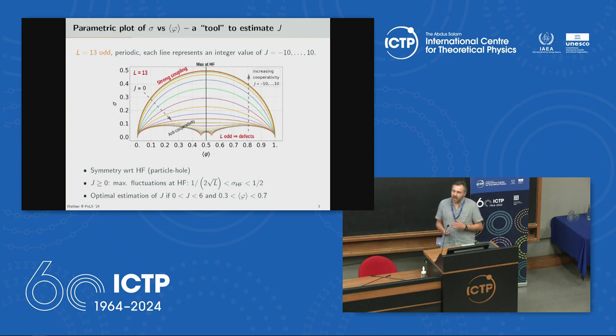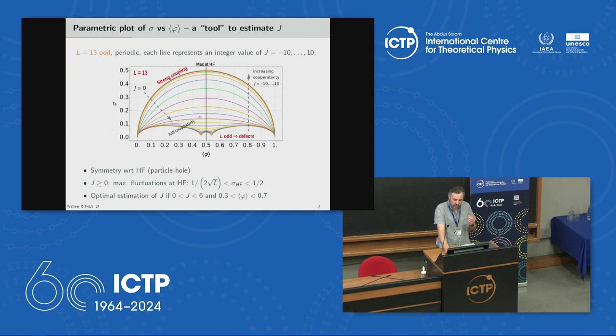So a nice way to study fluctuations is to compare the standard deviation against the mean average occupancy. Here we take a system with L equals 13 and periodic boundary conditions. Each of these lines represents an integer value of J that spans from minus 10 to 10, from bottom to top. And for each of these lines, we keep J fixed, and we span all possible average values of the lattice occupancy by varying mu.